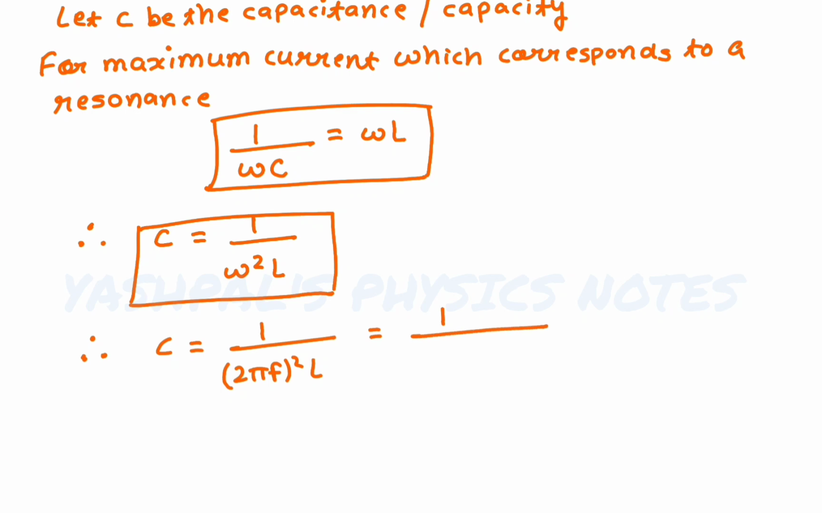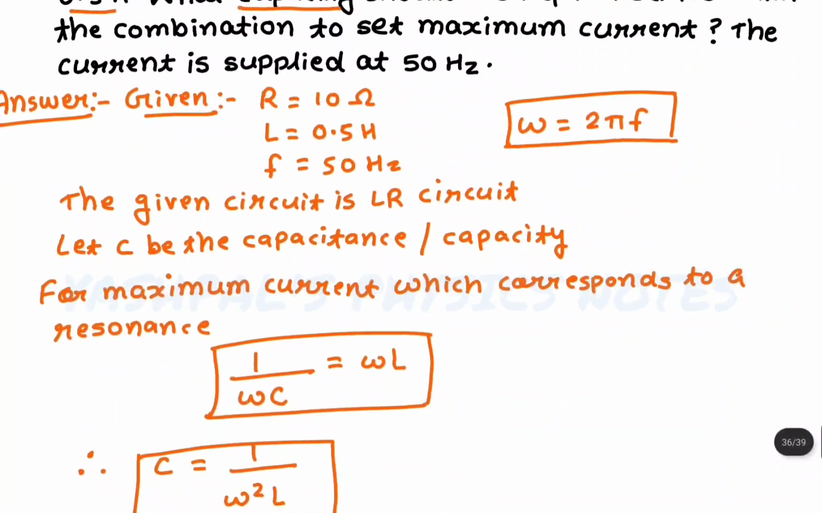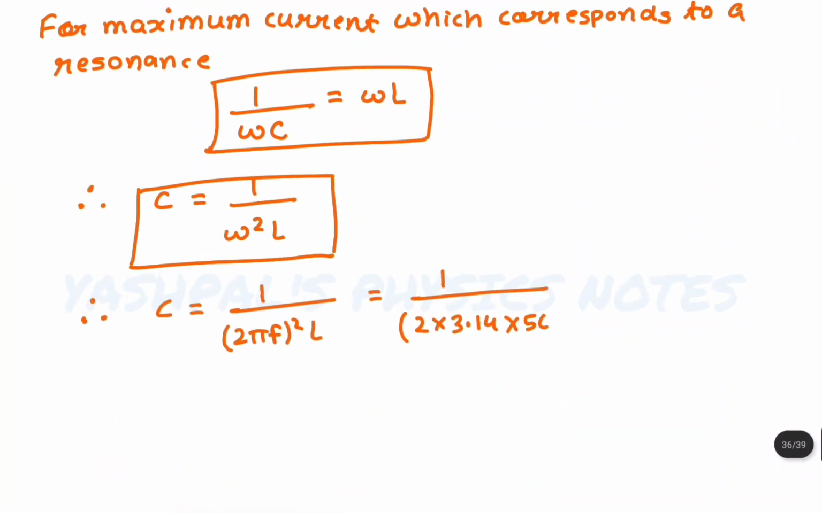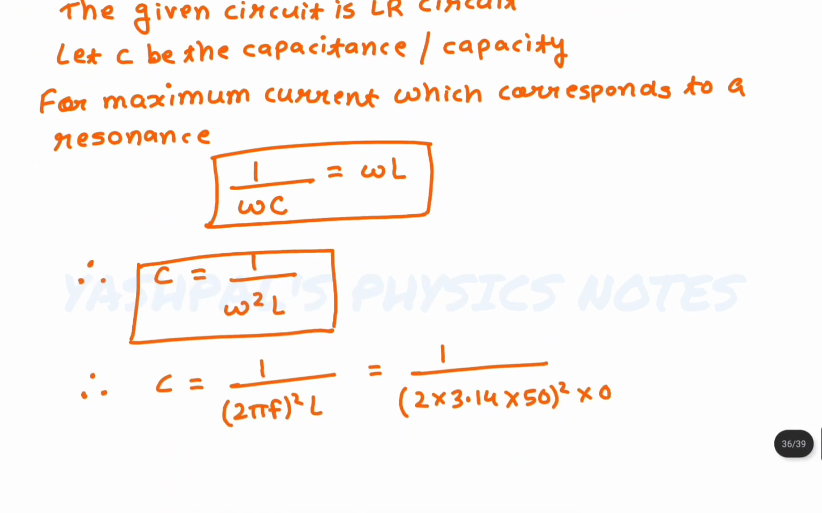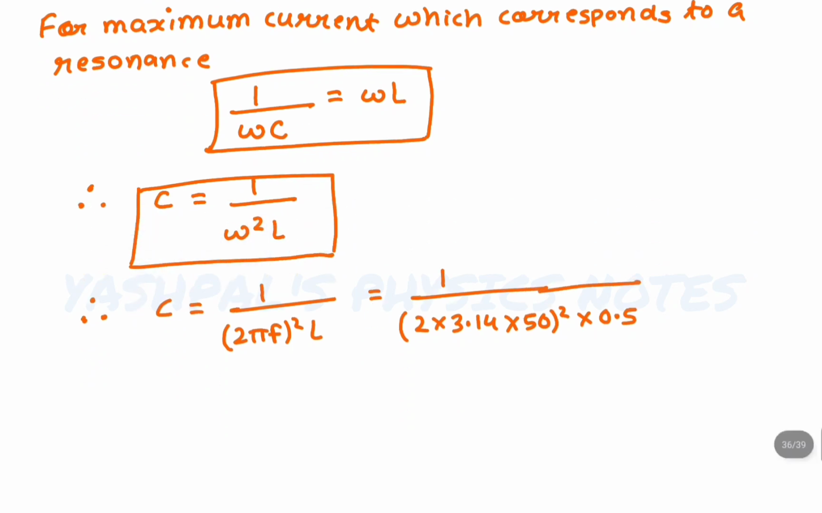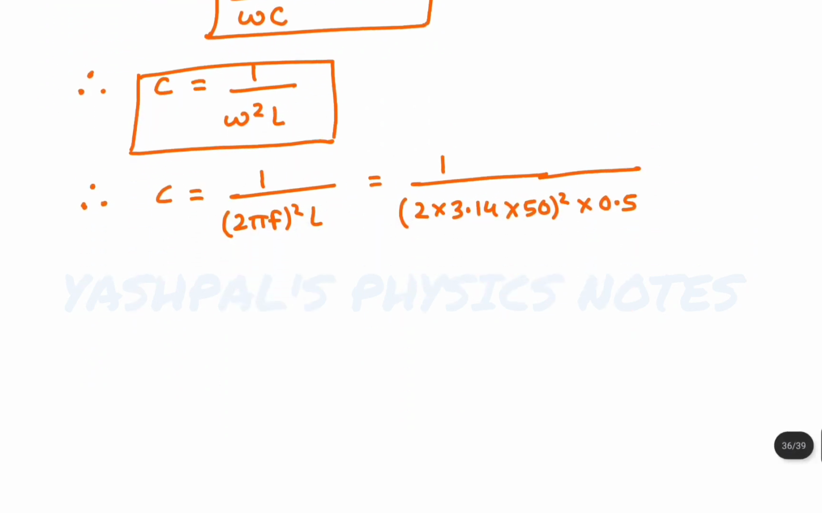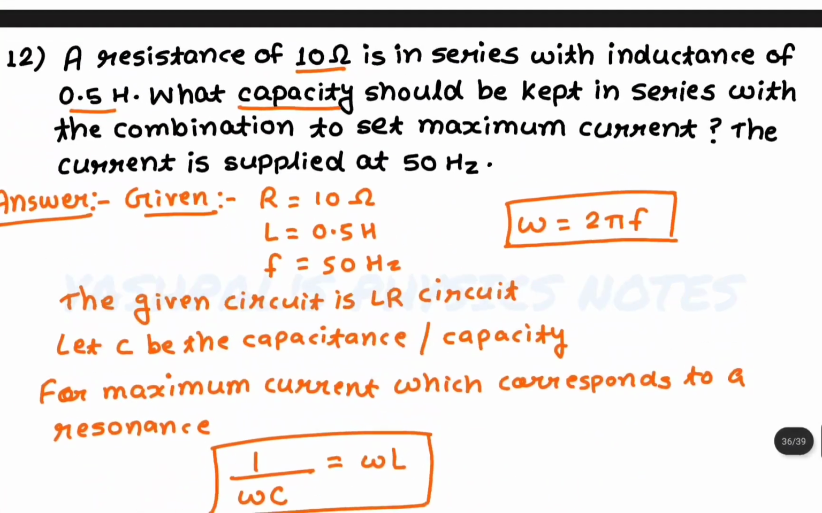1 upon 2 into 3.14, value of f is given 50 square. And what is the value of L? It is given as 0.5 Henry. Okay, now it's just a simple calculation. So after calculation you will get C is equal to 20.2 into 10 to the power minus 6 farad, or you can write it as 20.2 microfarad. So this will be our capacity.